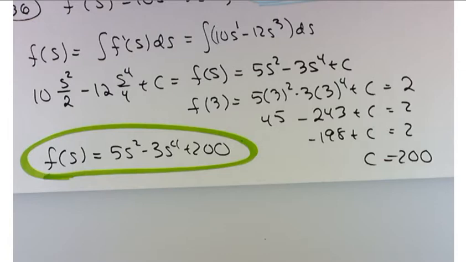Okay, how are we looking on those first couple problems? I have a question. Please. For finding 5s squared minus 3s to the fourth plus c, if I was to do that in my head, is that acceptable or no? Yeah, what I need to see is some work.